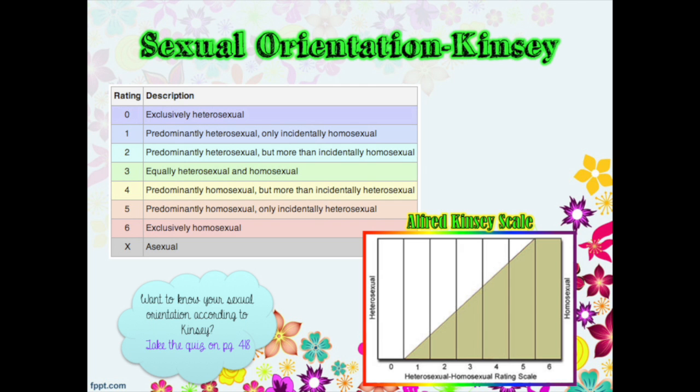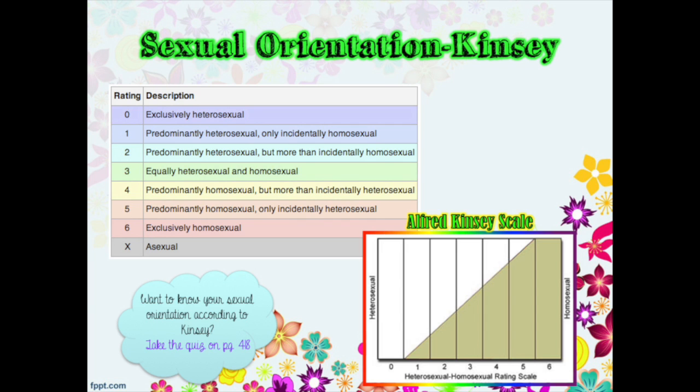Okay, so let's talk about sexual orientation from Kinsey's point of view. So when Kinsey did his studies on sexuality in the 1950s, he discovered that people's responses to questions about same-sex behavior varied greatly. And it led him to develop a sexual orientation scale in which people are not entirely straight or gay. In fact, he said very few people would be classified as exclusively heterosexual or exclusively homosexual.